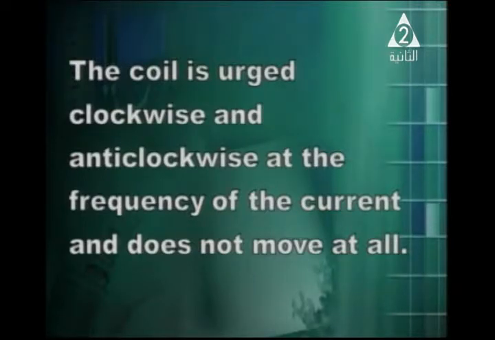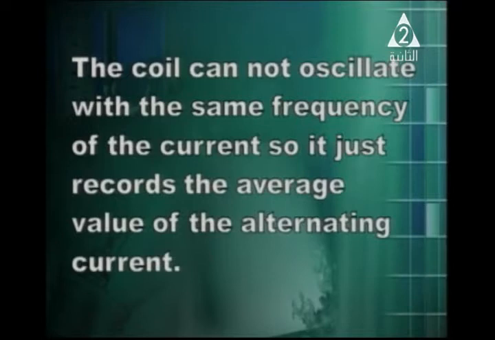Once again, the coil is urged clockwise and anti-clockwise at the frequency of the current and does not move at all. The coil cannot oscillate with the same frequency of the current, so it just records the average value of the alternating current. And of course, you remember the average value of the alternating current in one cycle is 0.